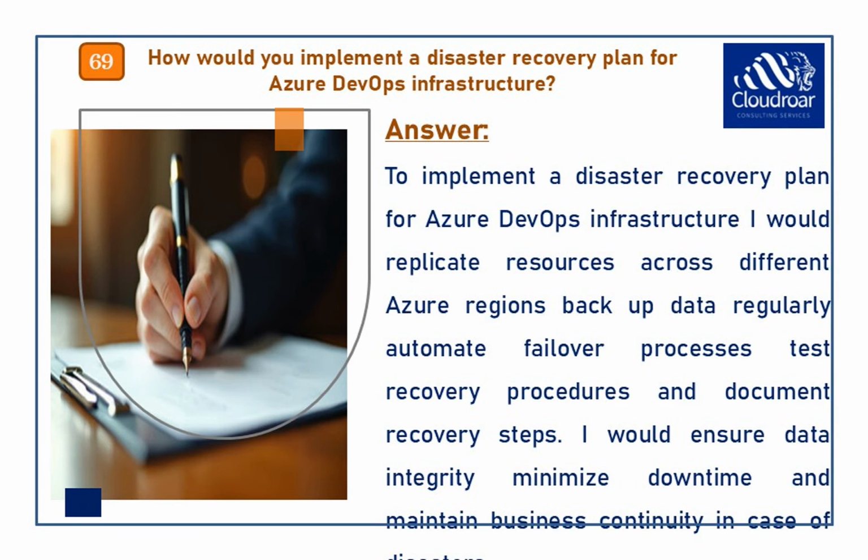Question 69. How would you implement a disaster recovery plan for Azure DevOps infrastructure? To implement a disaster recovery plan for Azure DevOps infrastructure, I would replicate resources across different Azure regions, back up data regularly, automate failover processes, test recovery procedures, and document recovery steps. I would ensure data integrity, minimize downtime, and maintain business continuity in case of disasters.